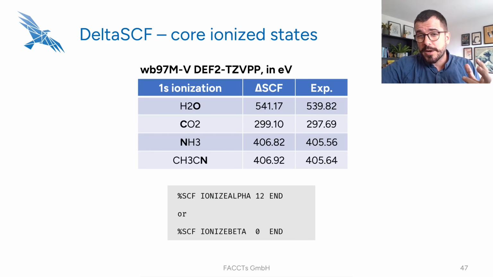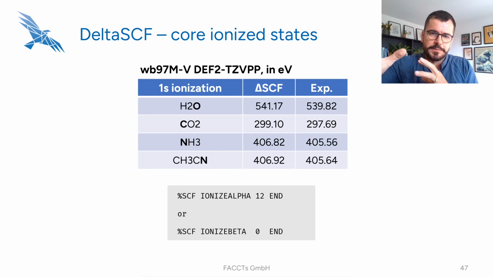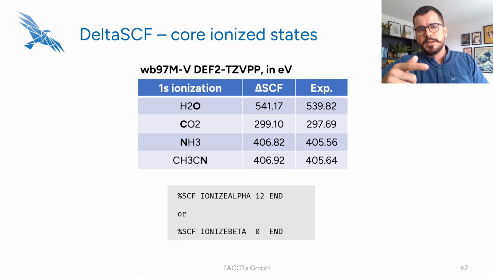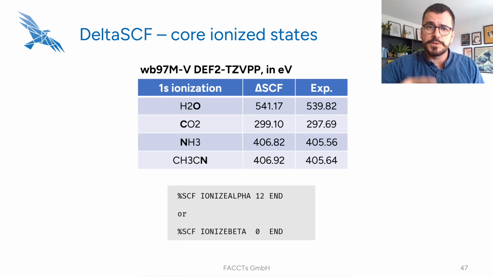You can also do core ionized states, so you can kick electrons from the core and it still converges to the SCF of that state, and do whatever you want on top of that. So you just say ionized alpha or ionized beta and the number of the core orbital, and you can kick that electron out. And here you see the results for the ionization energy of these molecules, and the bold letters there are the atoms from which the 1s electron was kicked out.